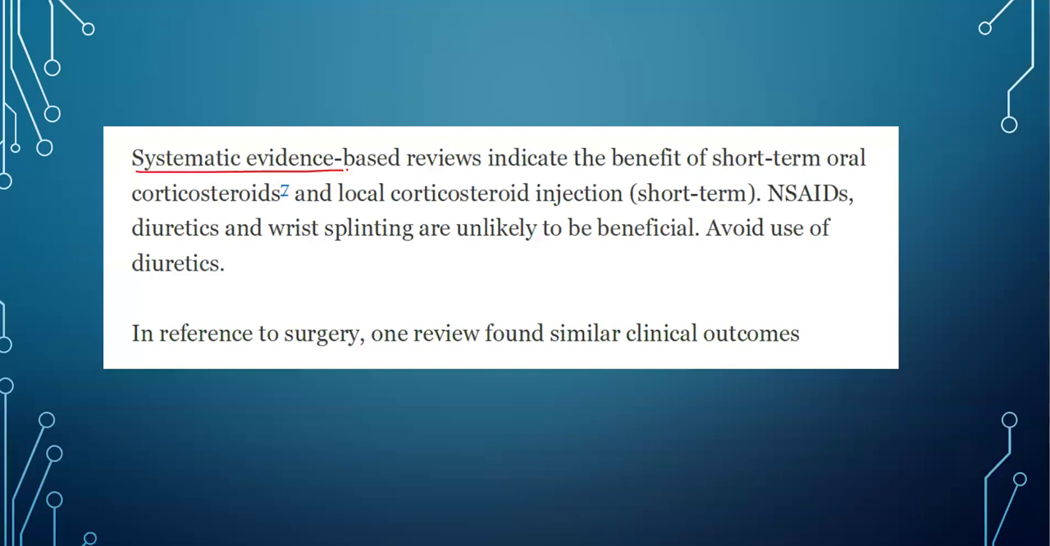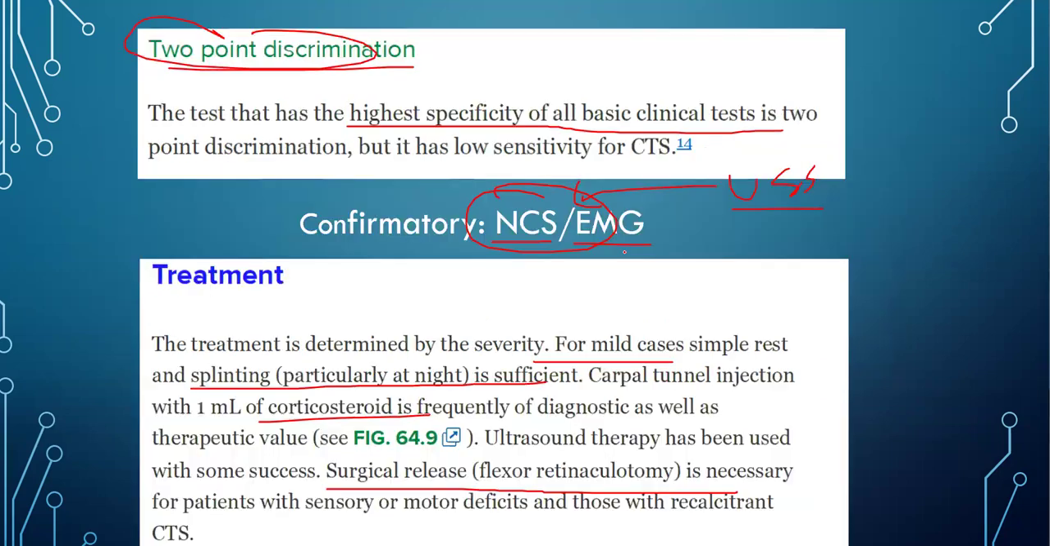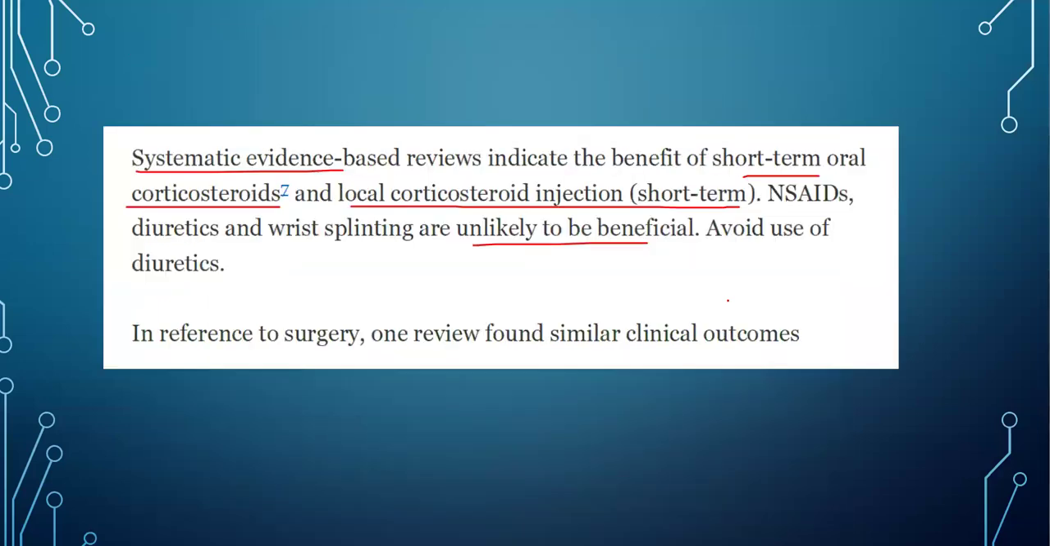So for a patient such as this, you can give them a short-term oral steroid and a local steroid injection. Okay. NSAIDs, diuretics, wrist splinting are not super beneficial, but you can always try. So if they're asking about the initial management, it would be rest, splinting at night, and then you can also go for a steroid injection, and also you can give them some oral steroid. Okay, so that's the treatment, and then the last option is surgery.